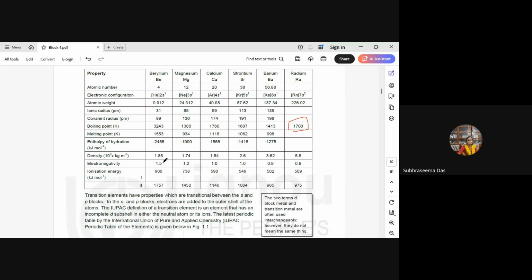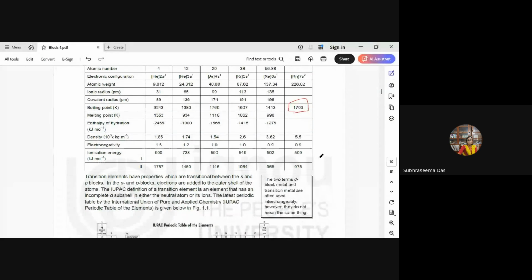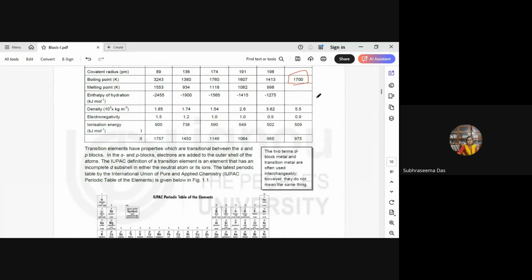Then the density increases, and the electronegativity and ionization energy, we will discuss in detail in the later part. So now this is about group 1 and group 2, that is the main group elements, and these are the general properties. And now we will talk about the transition elements.